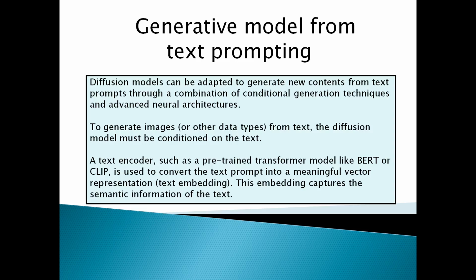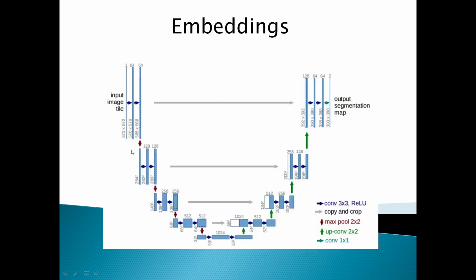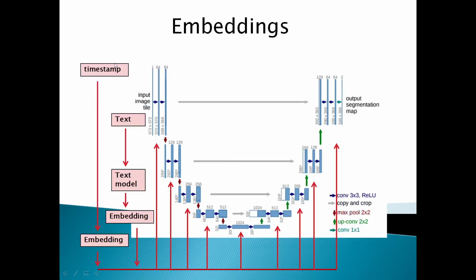To generate images, or other data types, from text, the diffusion model must be conditioned on the text. A text encoder, such as a pre-trained transformer model like BERT or CLIP, is used to convert the text prompt into a meaningful vector representation, the text embedding. This embedding captures the semantic information of the text. The neural network is modified to incorporate text embeddings. This can be achieved in several ways.